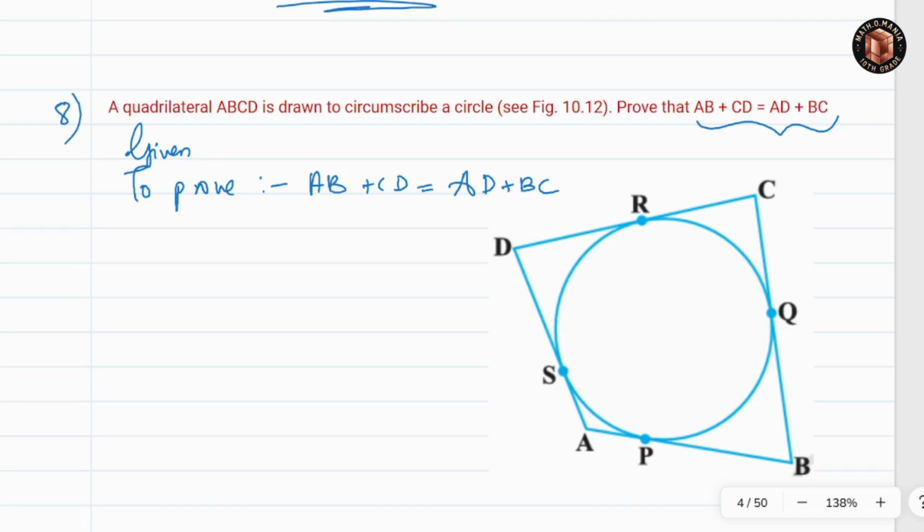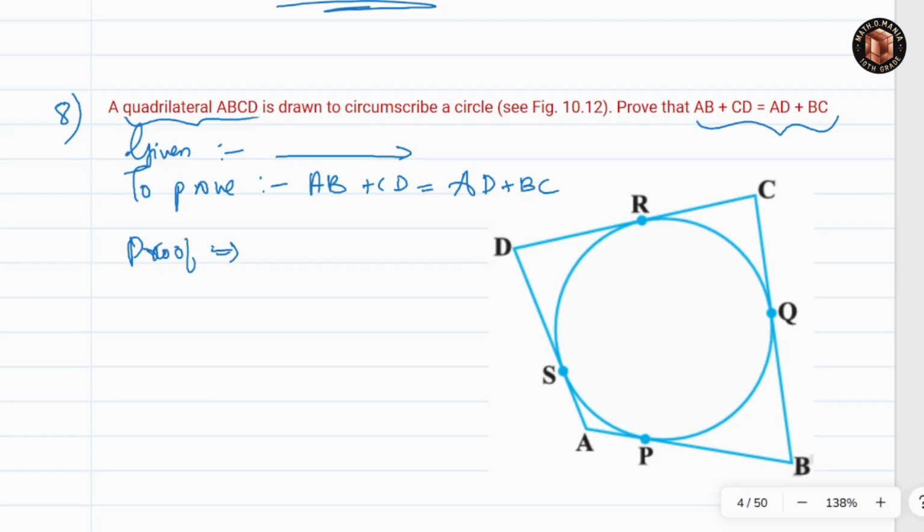Here in this question, what all things are given? Given is that there is a quadrilateral ABCD which is drawn to circumscribe a circle. You will have to write it here. Then you will have to write to prove. What is to prove here? That is AB plus CD equal to AD plus BC. Then we will have to write our proof. What is our proof here?